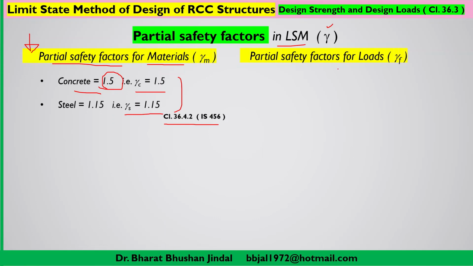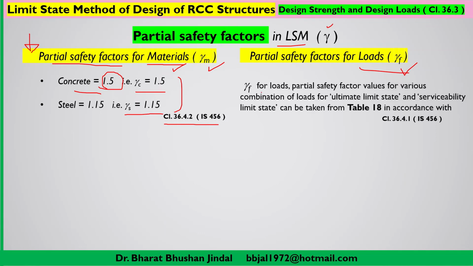Next is partial safety factor for loads. Here we are using symbol gamma F. Here we were using symbol gamma M. Gamma M for material and gamma F for loads. So gamma F, that is partial safety factor for load. It is the partial safety factor value for various combination of loads.